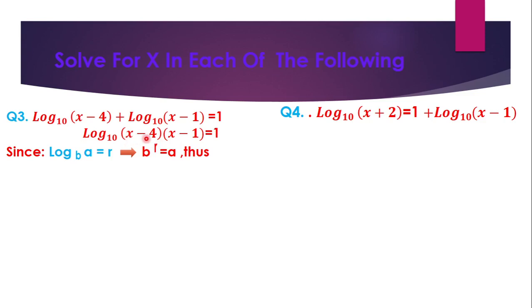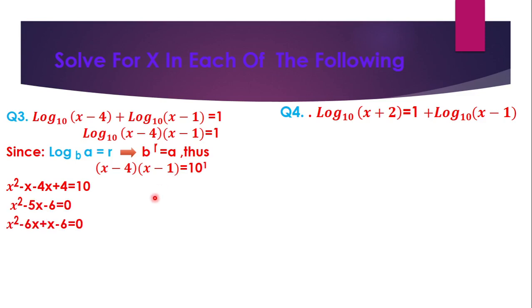So 10 will be to the power 1. Then we equate this to the product of what we have inside the brackets, which is x minus 4 and x minus 1. So if we do that, what I mean is x minus 4 inside the brackets, x minus 1 inside the brackets is equal to 10 to the power 1. So we have just applied the property. And what that means is that we need to expand, right? When we expand the brackets, we can form a quadratic equation again, which we can solve by factorization.